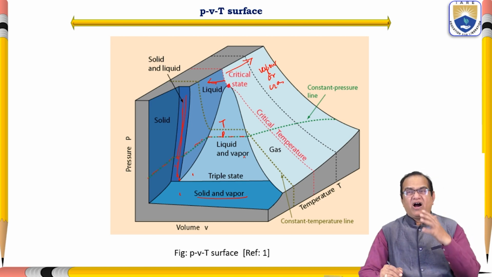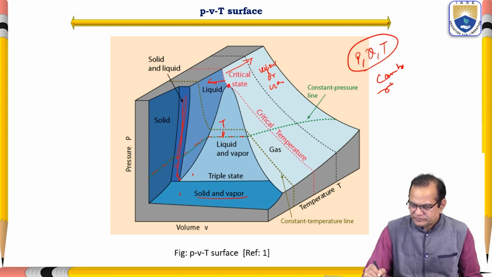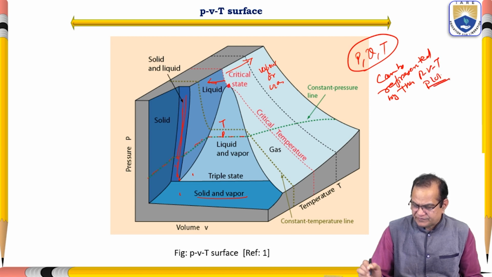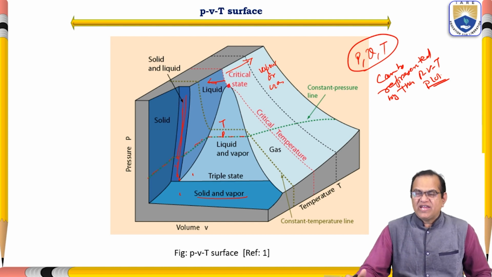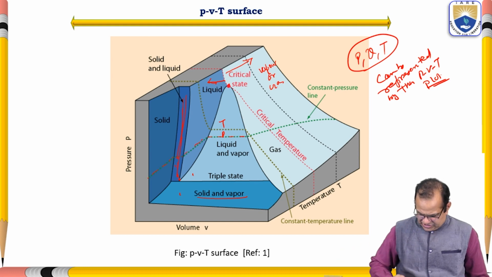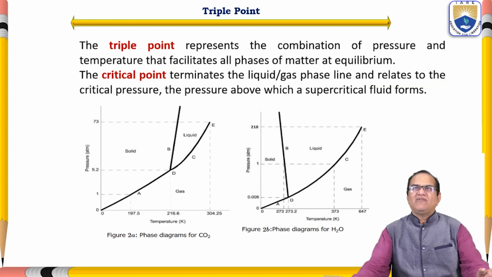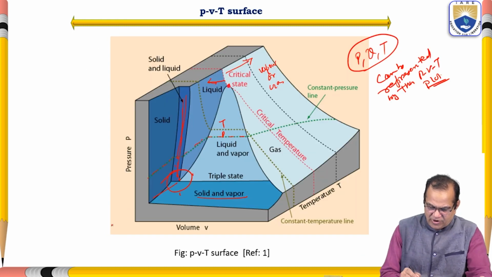This way all the three parameters, that is pressure, volume and temperature, can be represented by this PVT plot. So that is the advantage of this plot, and it is very useful for identifying the behavior of the substance when the pressure, temperature and volume are changing. Now I will discuss the triple point. As you can see here, we have the triple point.